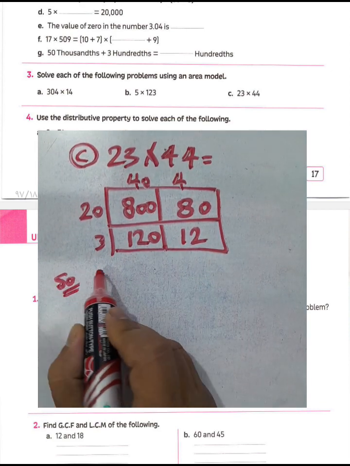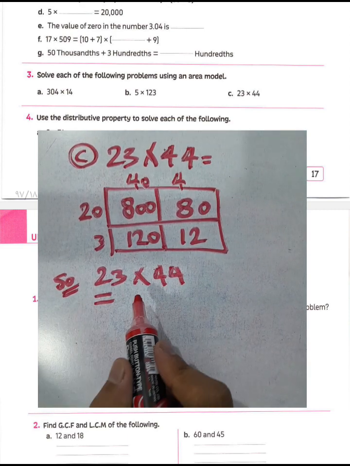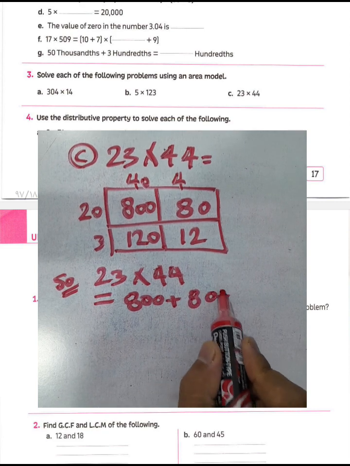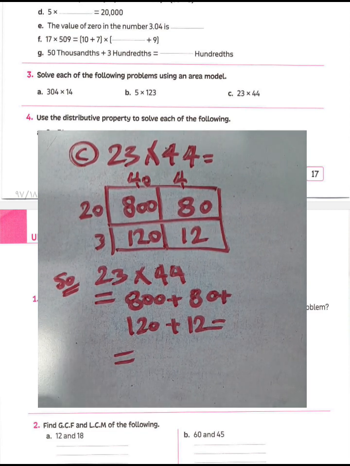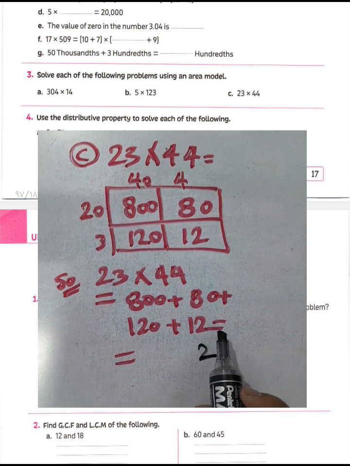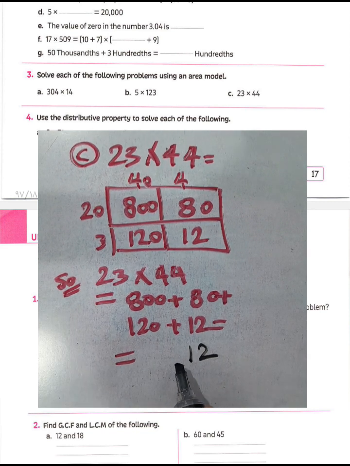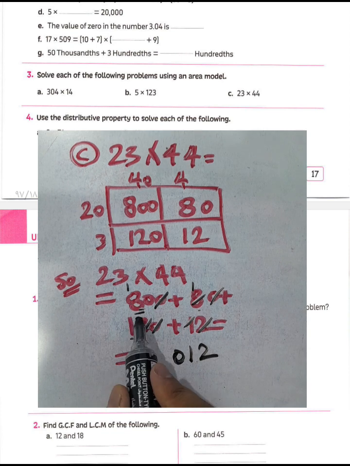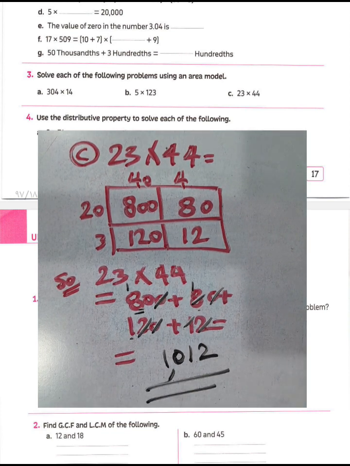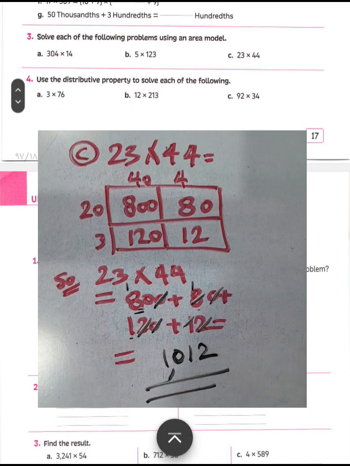So 23 multiplied by 44, we can find the result by adding the results here: 800 plus 80 plus 120 plus 12. You can add all the results: 0 plus 2 plus 0 plus 0 equals 2, 1 plus 8 equals 9, 9 plus 2 equals 11, write 1 and carry 1, 1 plus 8 equals 9, 9 plus 1 equals 10. Then the result will be 1,012.